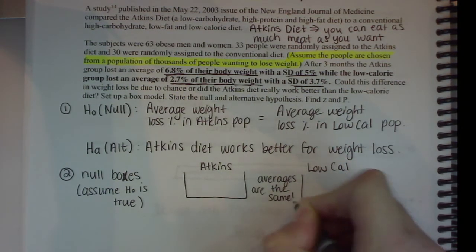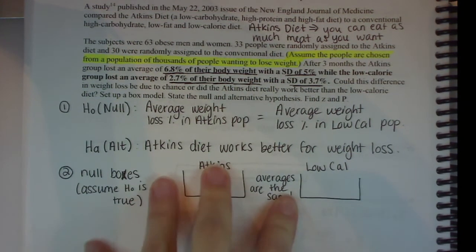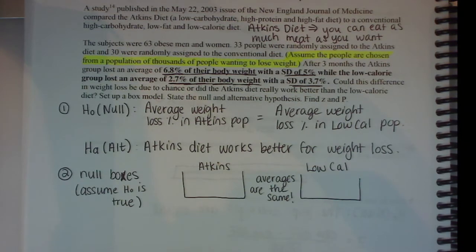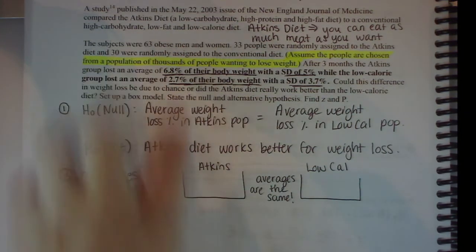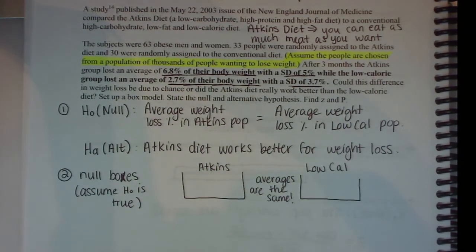I guess what I was saying, commonly missed questions, it's this one. It's the one that says, describe the boxes. That's where people say, I guess they kind of go hand in hand. People are like, oh, this one has an average of 6.8. This one has an average of 2.7. Well, if it's the null box, that's the whole population.